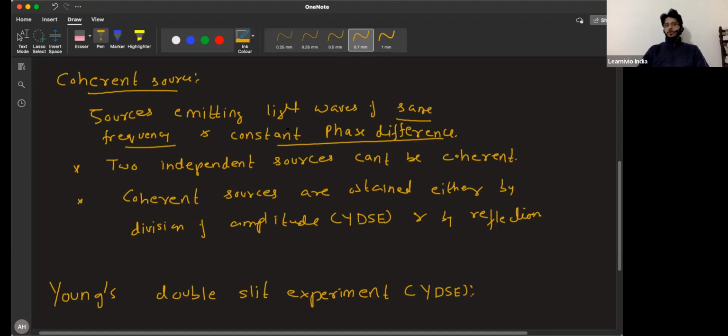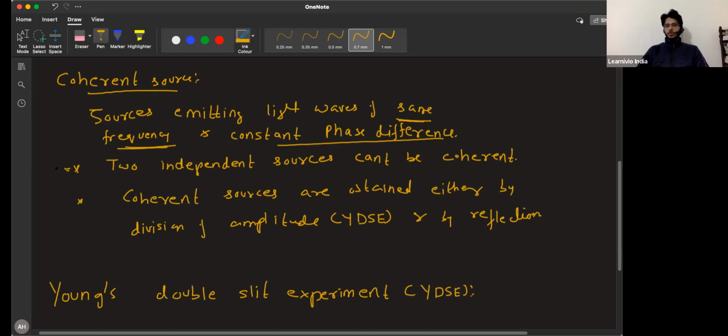Coherent sources means if you have two sources and they are emitting light waves of the same frequency, both the sources should emit waves of the same frequency and a constant phase difference. These types of sources are known as coherent. So two sources which emit light waves of the same frequency and a constant phase difference, we call those sources coherent sources. If we take two independent sources, like if I take two bulbs, one bulb and another bulb, then by definition, these two bulbs can never be coherent.